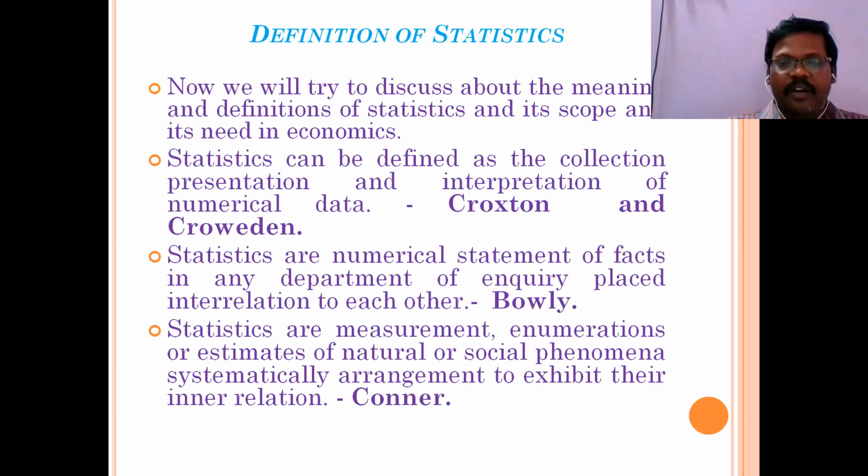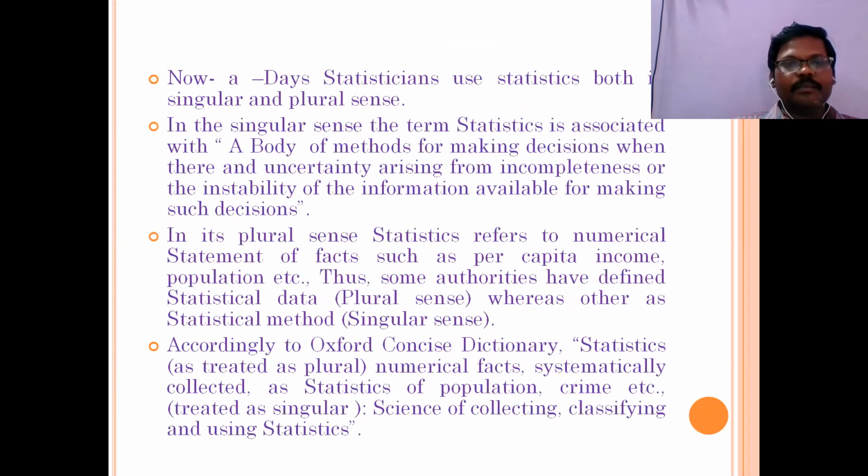Okay, so that measurement we have to take, and we have to enumerate and estimate what is the condition of that one, and it may be natural or social phenomena. So that should be estimated with a systematic arrangement to exhibit and explain their relation, which is known as statistics. So it was defined by Connor. He is one of the statisticians. Okay, nowadays statistics is used both in singular and plural, as I already told.